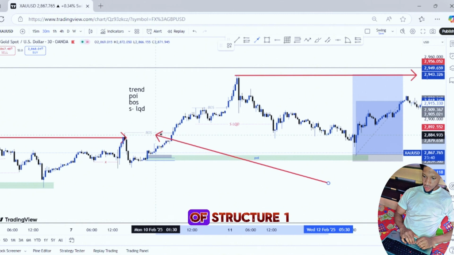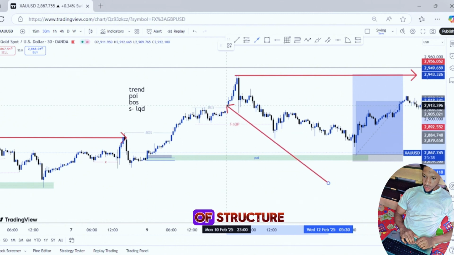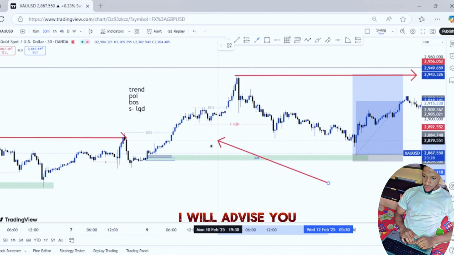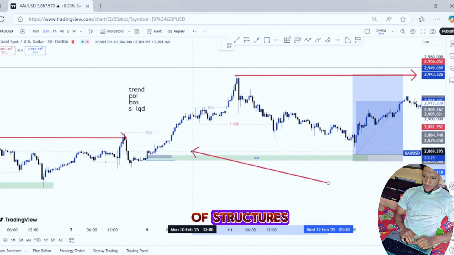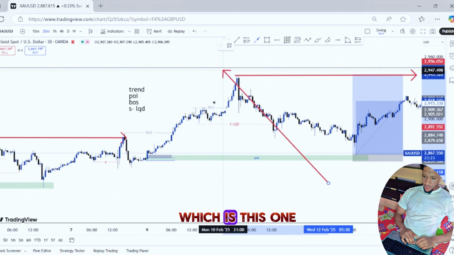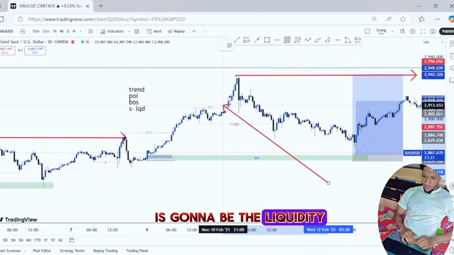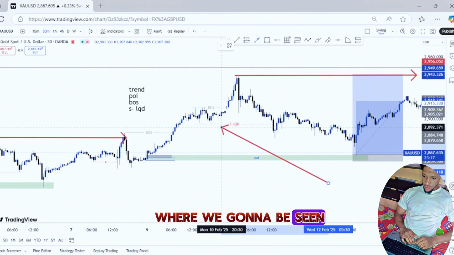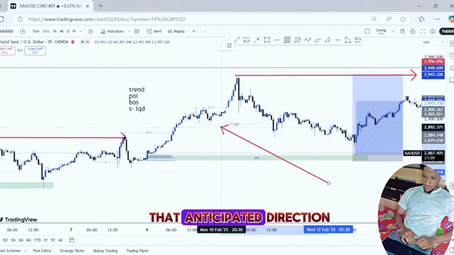So this is a break of structure 1. This is another break of structure. So usually, if you want to trade this hybrid system, I will advise you wait for 2 break of structures. Because the first one, which is this one, is going to be the liquidity. Because structural liquidity is where we're going to be seeing a lot of early buyers in the market. That early buyers needs to be liquidated before price start moving to that anticipated direction.